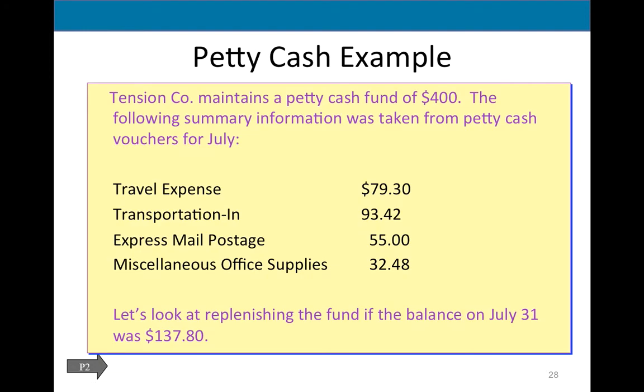So here's an example. Tension Company maintains a petty cash fund of $400. This is the summary information from petty cash vouchers for July. So we spent $79.30 for travel expenses, $93.42 for transportation in, which will become your merchandise inventory account, $55 for postage, and $32.48 for office supplies. Let's look at replenishing the fund if the balance was $137.80. So first of all, how much cash am I short, right? So I had $400 minus 137.80.